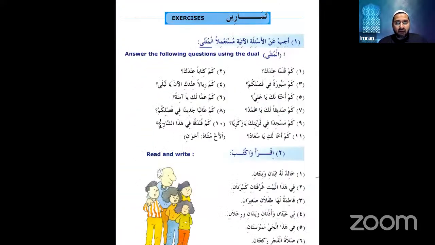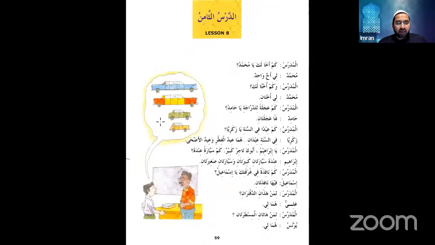I'm going to read this lesson, and then once I've gone through the lesson, I'm going to ask two sisters to go through the lesson. Bismillahir Rahmanir Rahim. Ad-darsu thaminu, the 8th lesson. Al-mudarrisu. Kam akhan laka ya Muhammadu. Now, we haven't done kam with yourself first. This is the first time the word kam is being used.